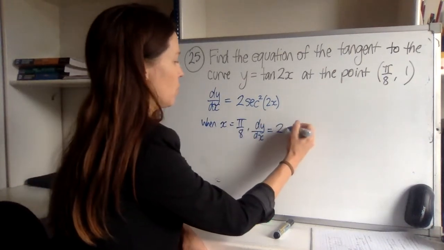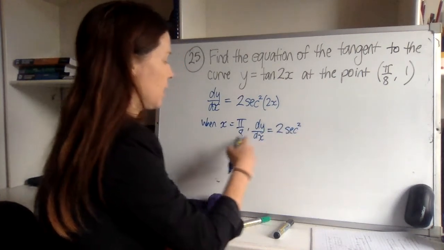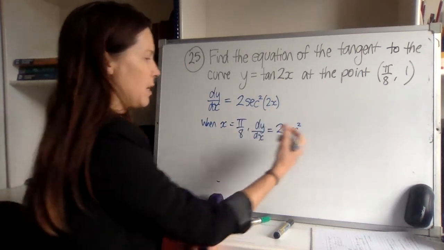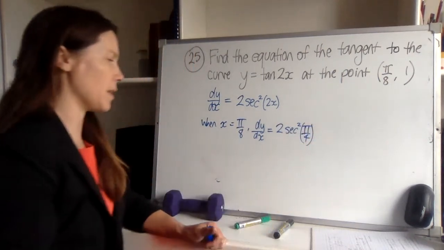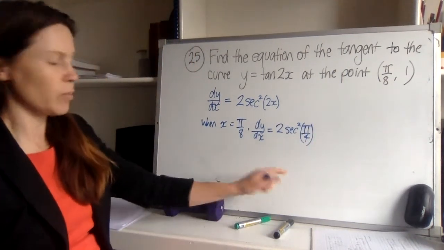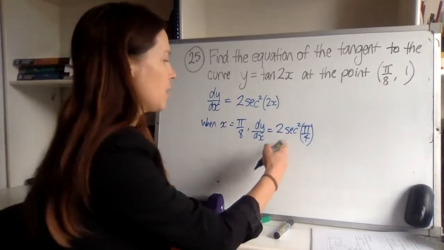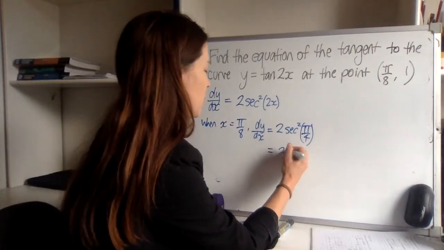So I've got 2 sec squared. Now 2 lots of pi on 8, that's going to be the same thing as pi on 4. I can see that, so I can sub that in straight away. Now, a little bit of complexity in solving this here. This is the same thing as 2.